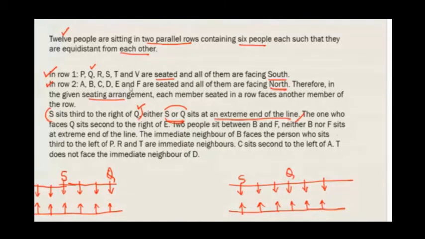The one who faces Q sits second to the right of E. Now let me suppose that there is a person X who faces Q. The one who faces Q sits second to the right of E means in this case, if I take E here, the one who is facing Q is second to the right of E.